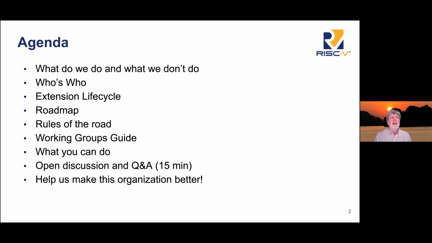So the agenda is pretty simple. What we do, who we are, the life cycle of extensions, the roadmap, the rules of the road, sort of a working groups guide, including all the tools, and then what you can do in some Q&A. And as always, we're a community. So if you see something that you think that we could do better, please help us do that.